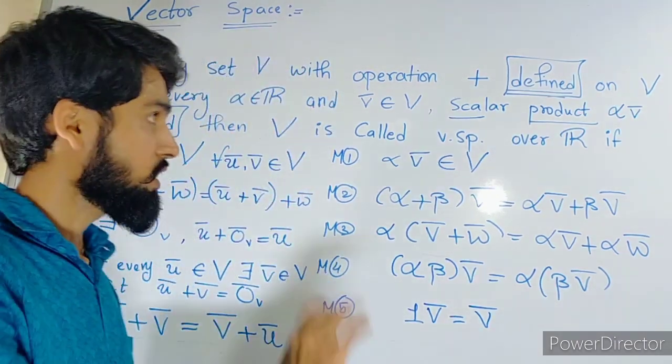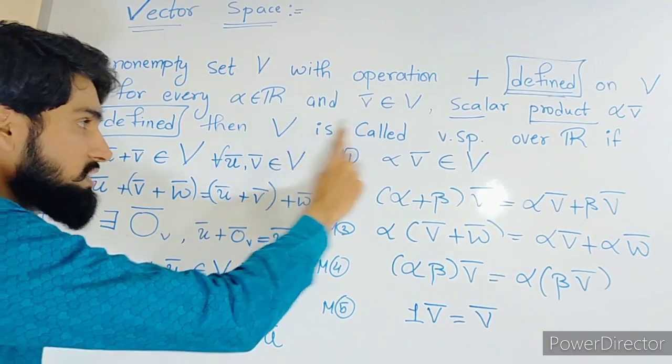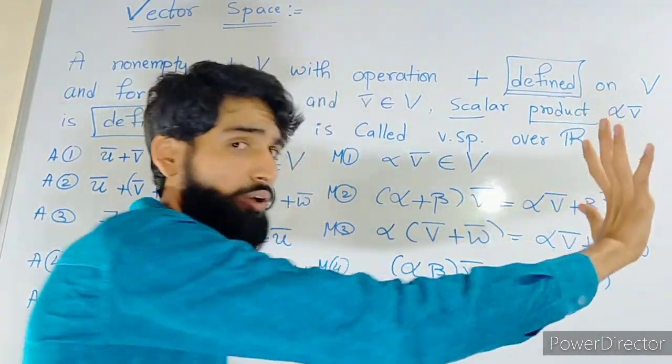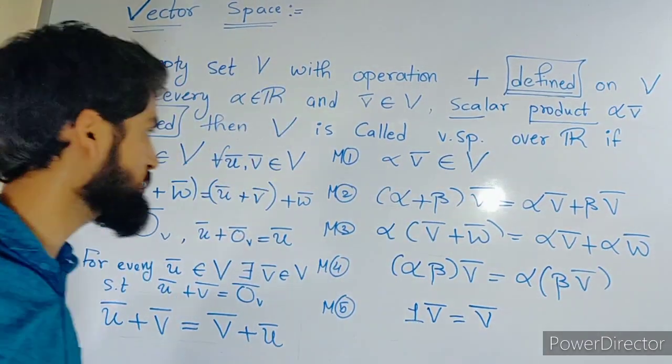Now let us define. Till now we have a non-empty set V with the two operations. This will be called a vector space over R if it satisfies those 10 conditions, 5 for addition and 5 for the scalar product. Let us see those conditions in detail.